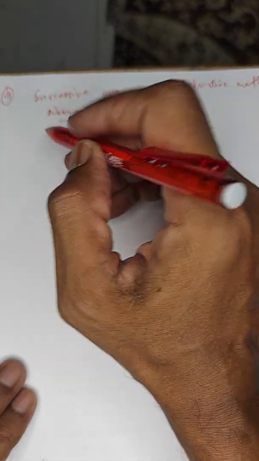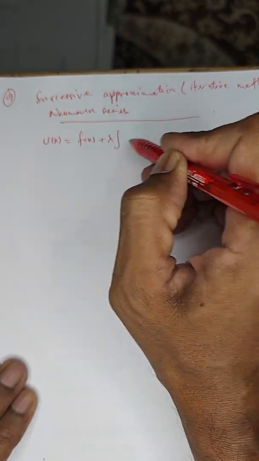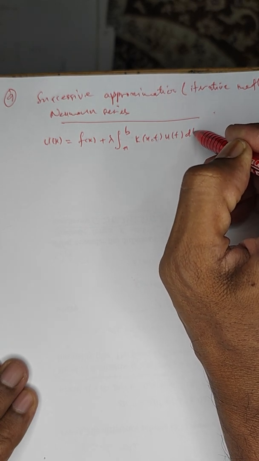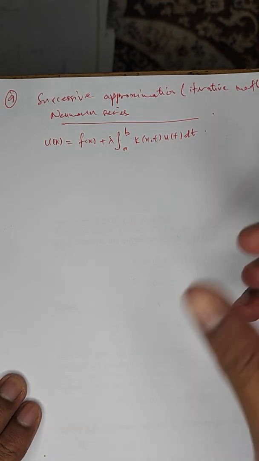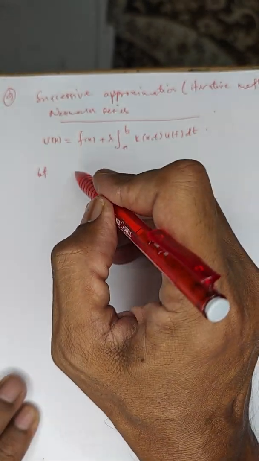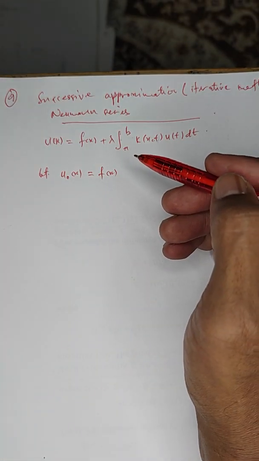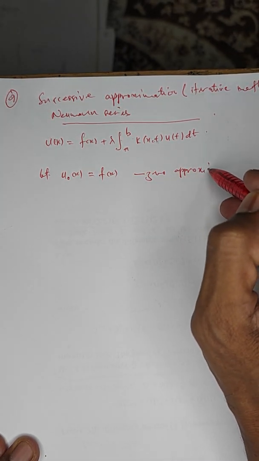Okay, so we consider the non-homogeneous random integral equation u(x) = f(x) + lambda integral from a to b of K(x,t) u(t) dt. We are going to solve this equation. Now let's take u0(x) = f(x) as a zero approximation to the required solution. The solution we are looking for is u(x).